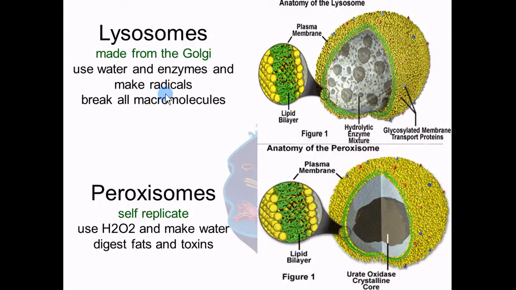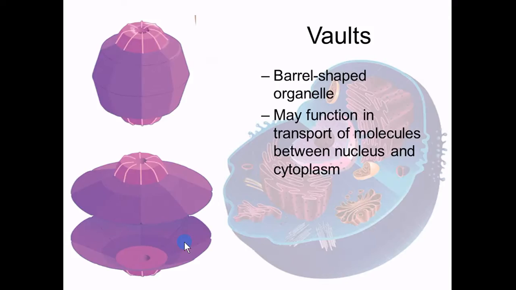Right, so here's a direct comparison of lysosomes and peroxisomes. They're both vesicles, but the lysosomes, when they're made, bleb off of the Golgi. Peroxisomes technically self-replicate. They make themselves, so they copy themselves to release. The lysosomes use water-loving components to break things down, where the peroxisomes use H2O2, which is hydrogen peroxide, to break down things. These have a tendency to break down all the macromolecules. These have a tendency to just break down fats and toxins. So here are some comparisons.